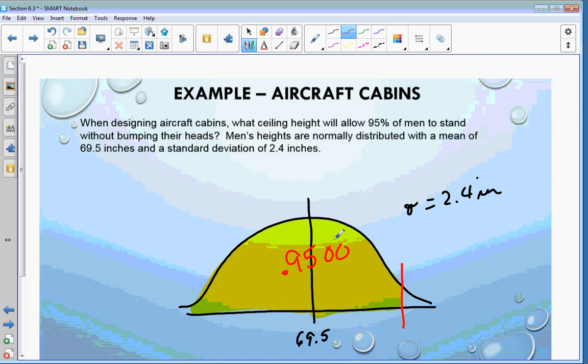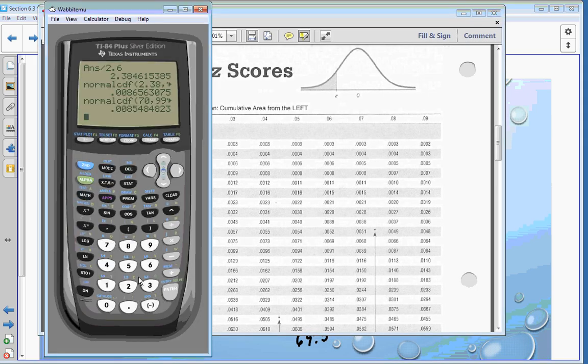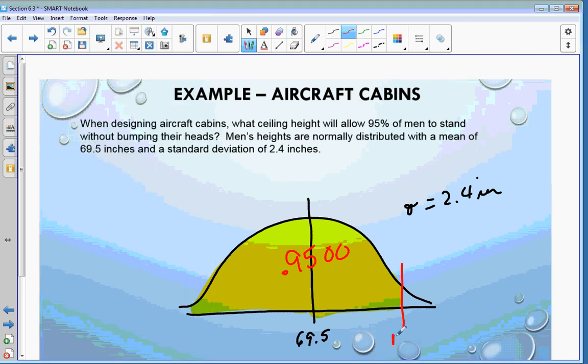Because I have the area, I'm going to use the inverse. I can look up the area on my table, or I can use the inverse. My area is 0.9500. I have two options here. I can go ahead and go down and just use my area and hit enter, and it's going to give me my Z-score of 1.64.